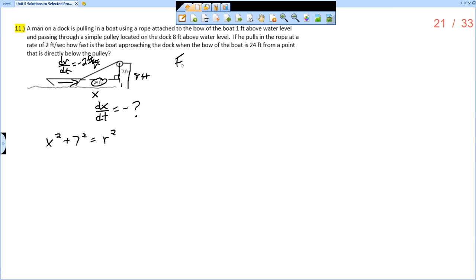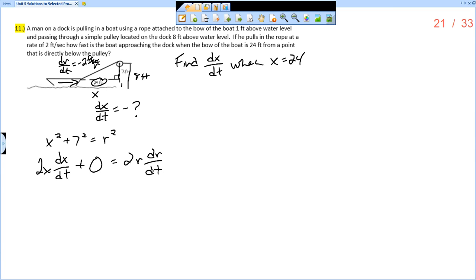So what is our find statement? It said to find how fast the boat is approaching the dock. So dx/dt, when x is 24. All right, so we've got our equation here, so let's take the derivative. 2x dx/dt plus 0. Remember, the derivative of 7 squared, or 49, is 0, equals 2r dr/dt.